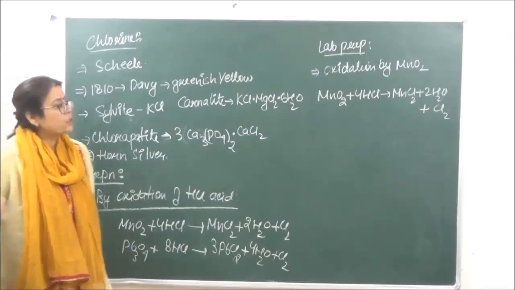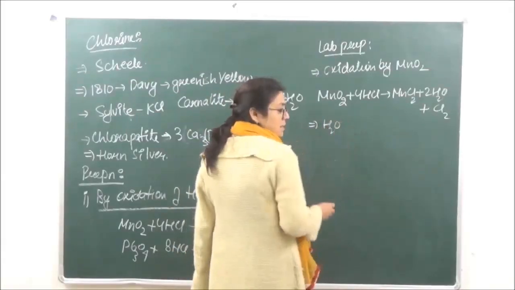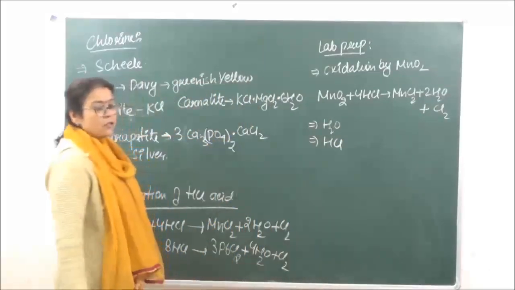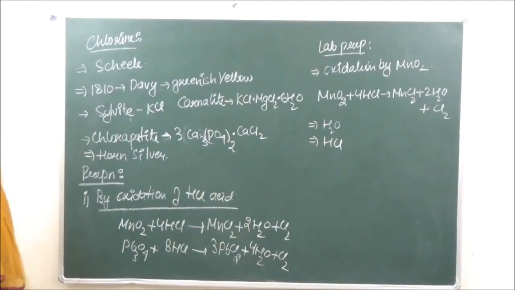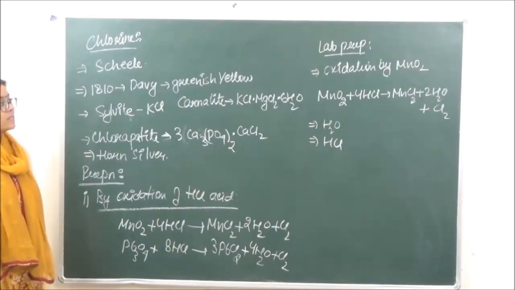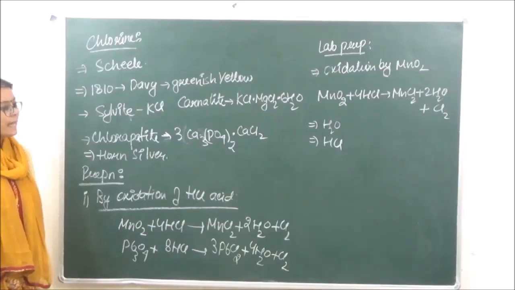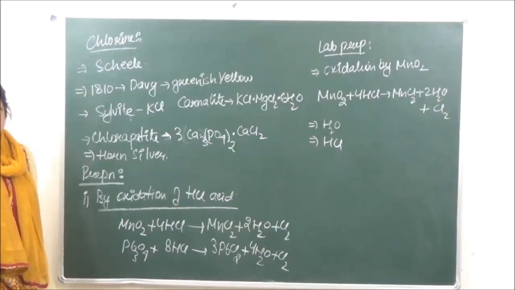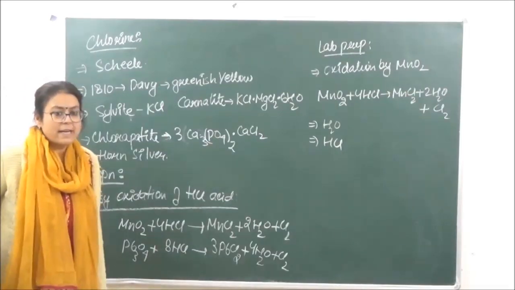Now this is contaminated with two things. One, it is contaminated with water, and the second contamination is due to HCl. So these are the two impurities which are going to be present. Now how do we remove these impurities? The gas which is evolved is first passed through water. So when we pass it through water, it is going to remove the HCl gas. And then in the second step, we pass it through concentrated H2SO4, which behaves as a dehydrating agent.